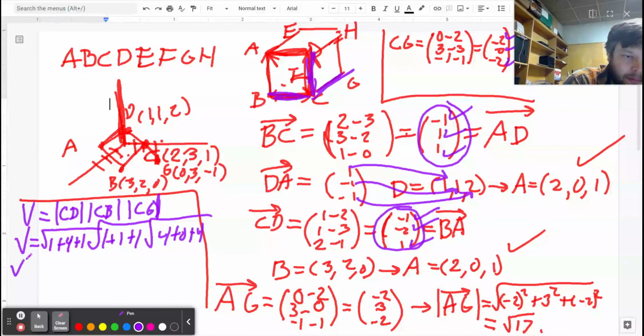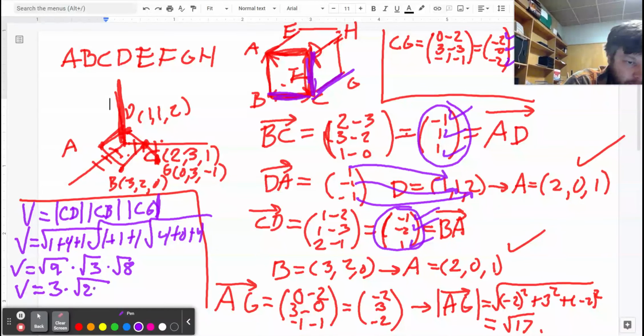So the volume becomes square root of 9 times square root of 3 times square root of 8. So that's 3 times square root of 24, which you could reduce down because it's got square root of 4 in it if you want. So you can make that 6 times the square root of 6, because I pulled the square root of 4 out, leaving the square root of 6, and that's the volume.